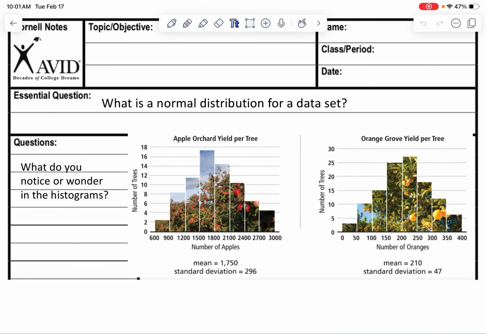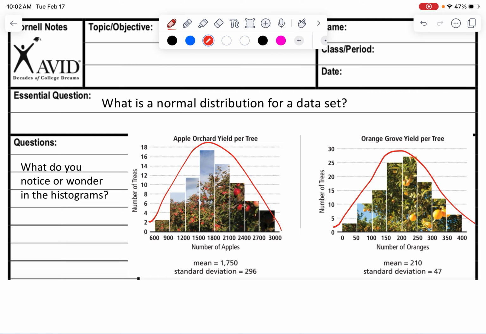Okay, if you take a look at these two data sets, one from an apple orchard and the other from an orange grove, what do you notice? Well, you probably recognize pretty quickly that it's a fairly symmetrical shape. And then if we take a look down here, the mean is 1750, which I guess if we were going to draw this in here would be right around in here.